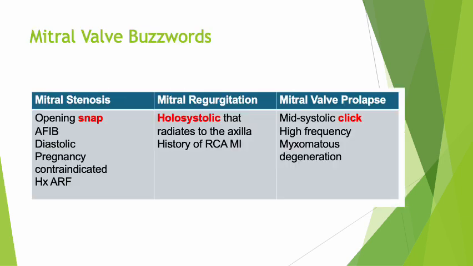So this is just a summary of all of our mitral valve buzzwords here. Feel free to take a picture of this one slide. So mitral stenosis, thinking about that snap, a risk factor for AFib. It's going to be one of our diastolic murmurs. Just remembering again what that mnemonic for the diastolic murmurs is. Pregnancy is contraindicated with mitral stenosis. And think about it if you have a history of acute rheumatic fever. Mitral regurgitation is going to be holosystolic, that radiates to the axilla. And think about it if someone had that history of an acute MI and are now showing up with some acute valvular issue. And then mitral valve prolapse is going to be our mid-systolic click, high frequency murmur, and myxomatous degeneration is going to be a big cause of this.